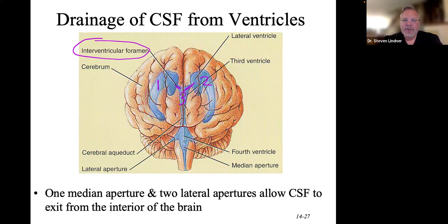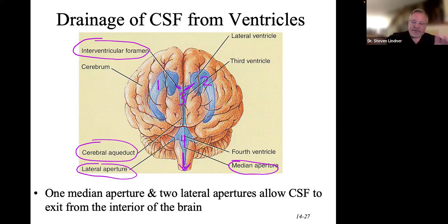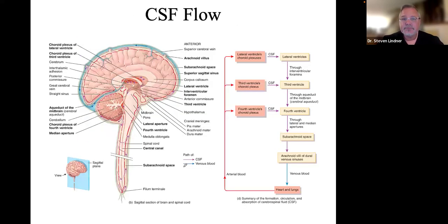Then going from the third ventricle into the fourth ventricle, it goes through the cerebral aqueduct of Sylvius. And then you've got those three options. After it enters the fourth ventricle, it can flow through the median aperture, the lateral aperture, or right down the central canal. And the CSF is going to flow in that subarachnoid space.